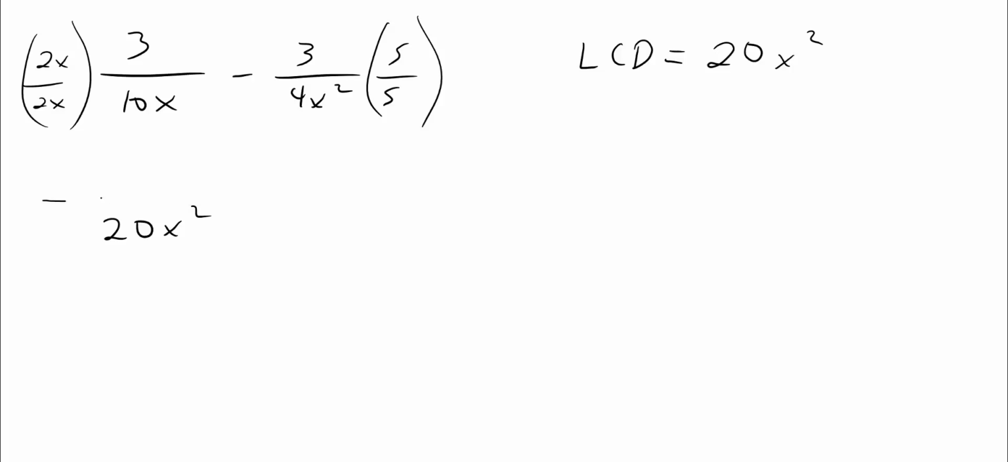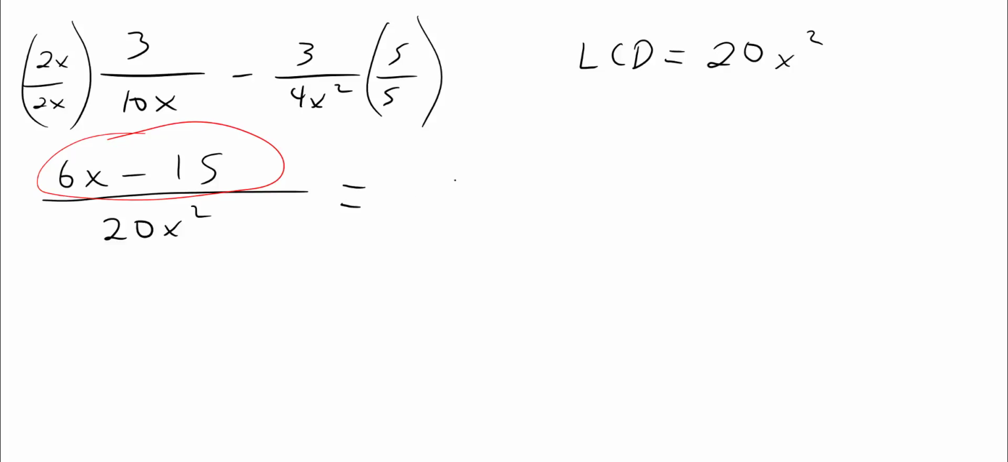So do that. Write 20x squared and put a line underneath or over it, and then just multiply the rest of it. 3 times 2x is 6x minus 15. Okay? And remember I said, if you can, factor the top. So I can take out a 3. You guys should see that. So if I factor out a 3 and divide each of those by 3, I get 2x minus 5. And then that's over 20x squared.